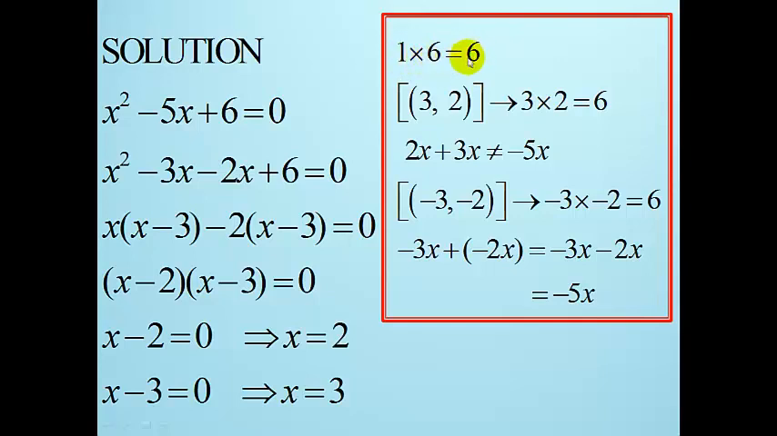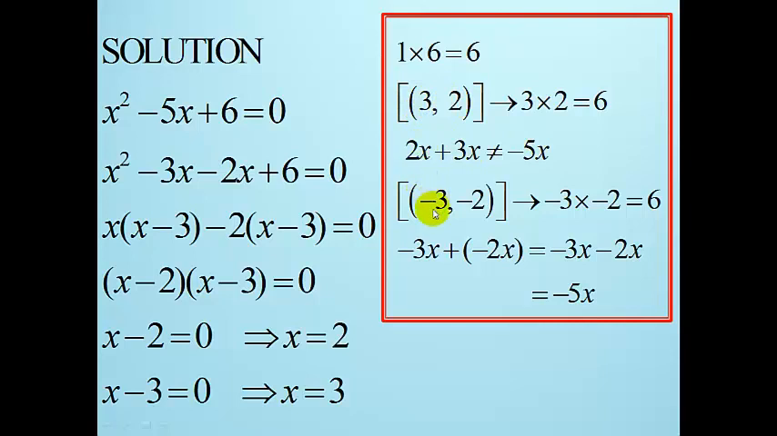Now what we are going to do is that we are going to search for two numbers. When we multiply the numbers, we have to get the 6. But when we add, we have to get the coefficient of the x, that is minus 5x. Now let's start with 3 and 2. When we multiply 3 by 2, the answer is 6, which is equal to the 6 we had. But when we add 2x to 3x, 2x plus 3x is not equal to minus 5x. Take note that the term we have here is minus 5x, but when we add 2x to 3x, it is not equal to minus 5x. That means that we cannot use the numbers 3 and 2.